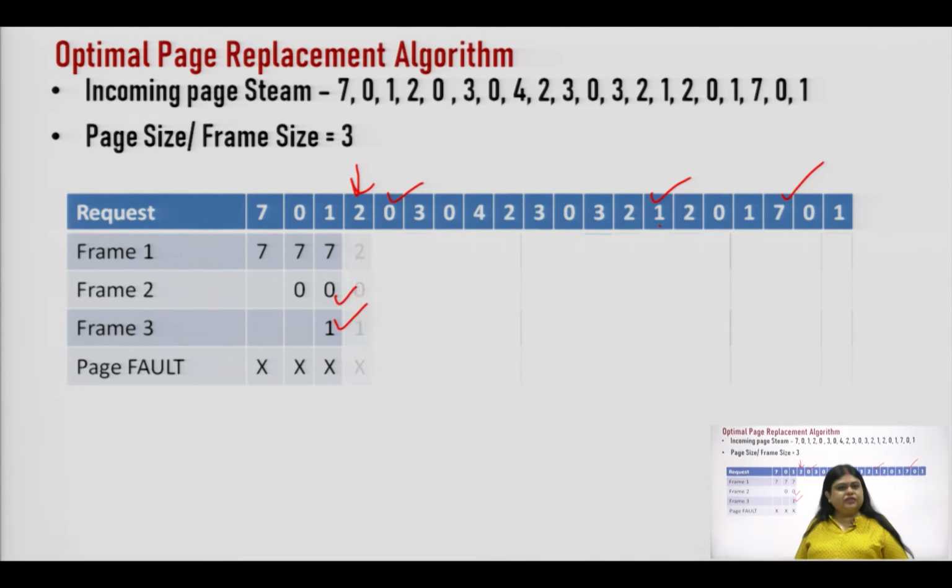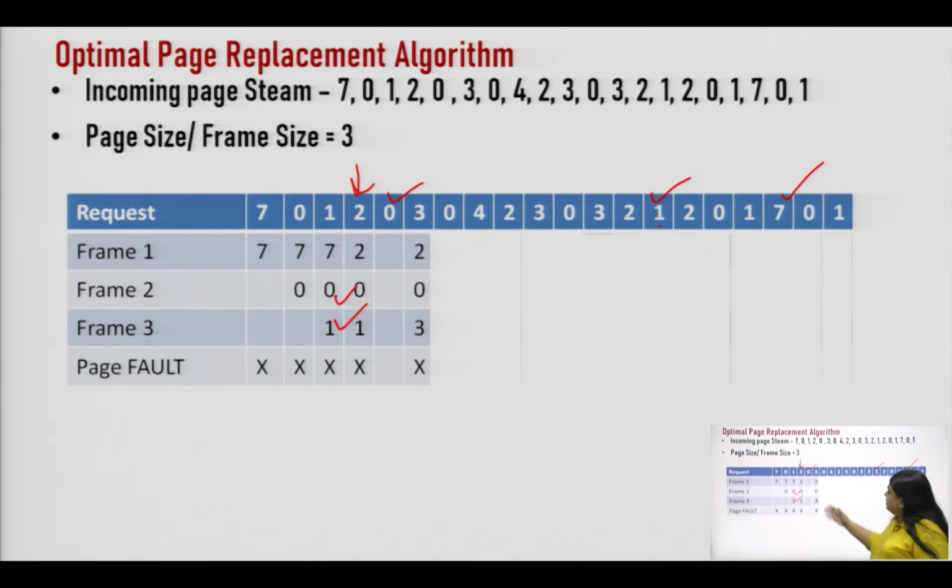So, what we will do is replace 7, because 0 and 1 will be required recently, right. Similarly, when we talk about this 3, 0 was already there, so we did not go for a page replacement, this was a page hit. Now, when 3 is required, it is searching: 0 is immediately required, 2 is immediately required. What is required later on? 1 is required much later on. So, we are going to replace this 1 with the new request 3.